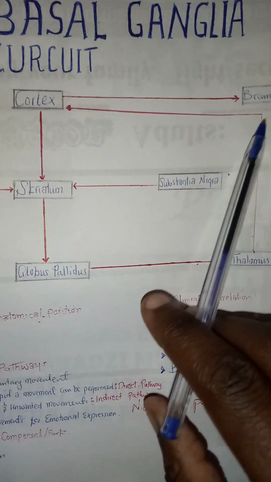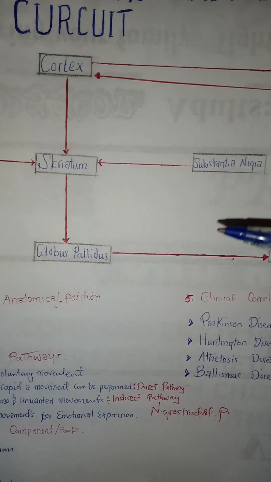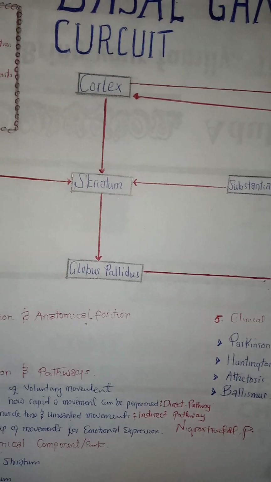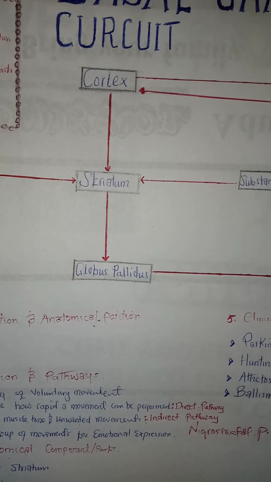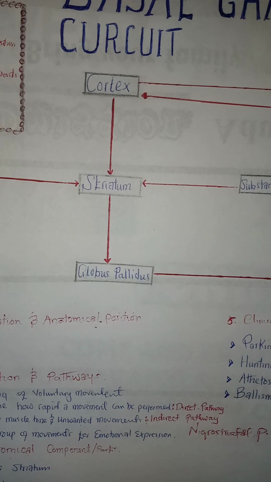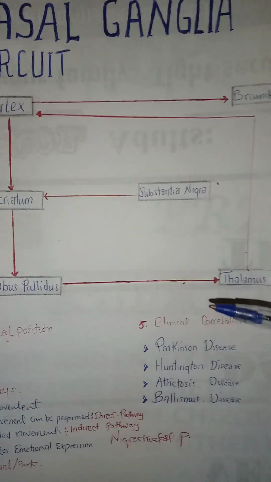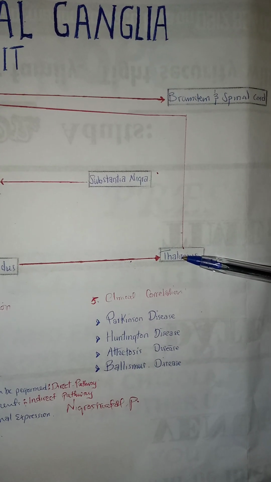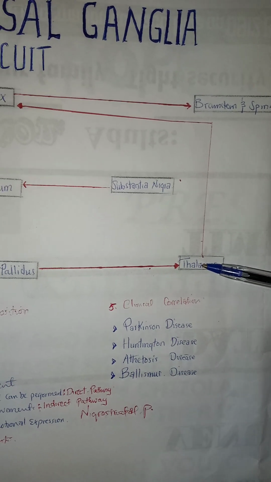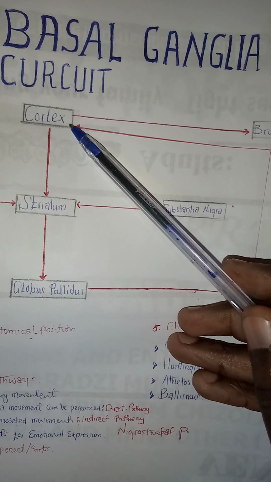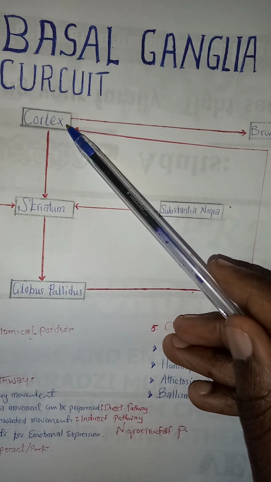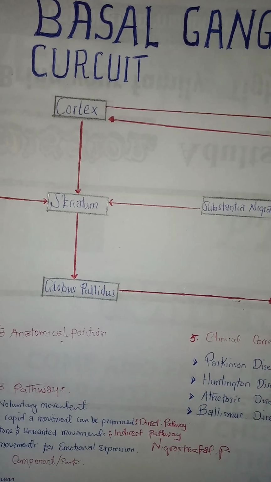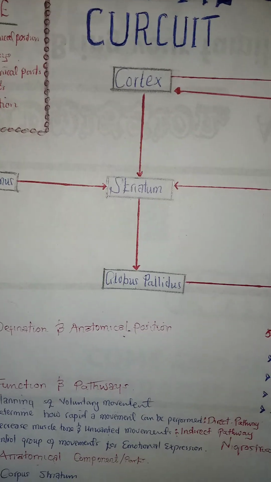So this is in case of the direct pathway, but the indirect pathway basically decreases muscle tone and increases unwanted movement. What happens is that the thalamus will send an inhibitory neurotransmitter, it can be GABA. If it is sent to the cortex, it reduces the activity of the muscle, so that means there will be decrease in muscle tone.